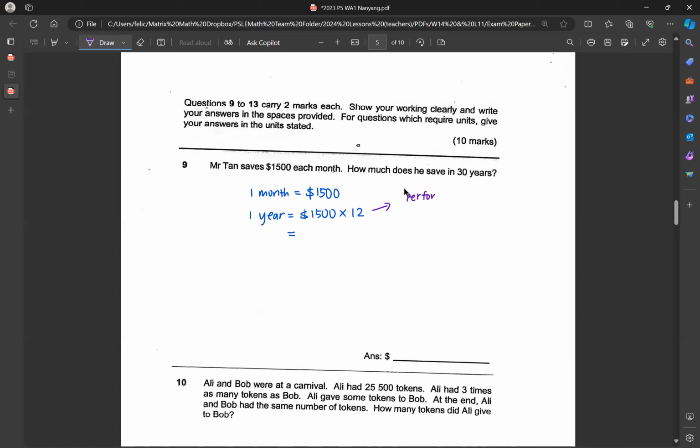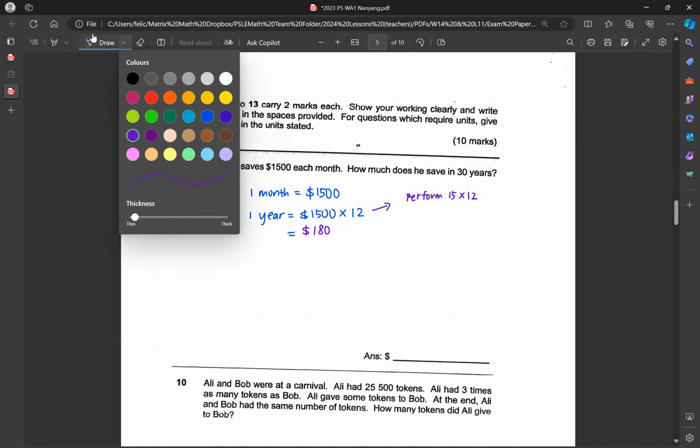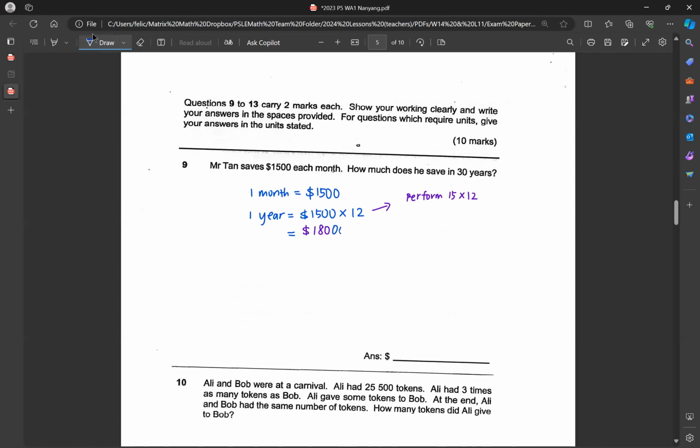Okay, you perform 15 times 12 in your 2-digit multiplication. Then you add back the 2 zeros in your answer. Place back the 2 zeros that you omitted now. If you perform the multiplication for this, it will give you 180. Okay, 15 times 12 is 180. Then you just need to add back the 2 zeros from here. So that gives us $18,000.